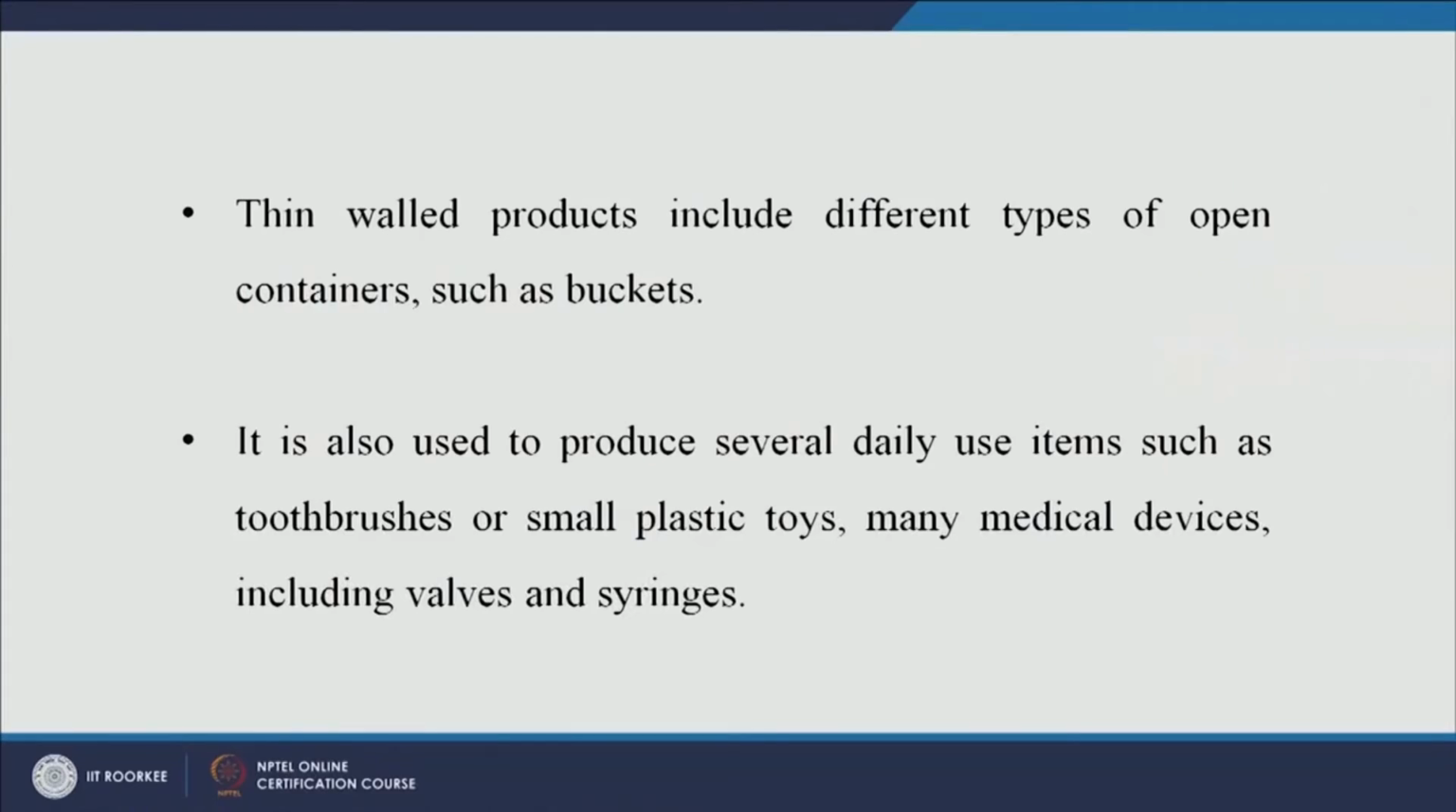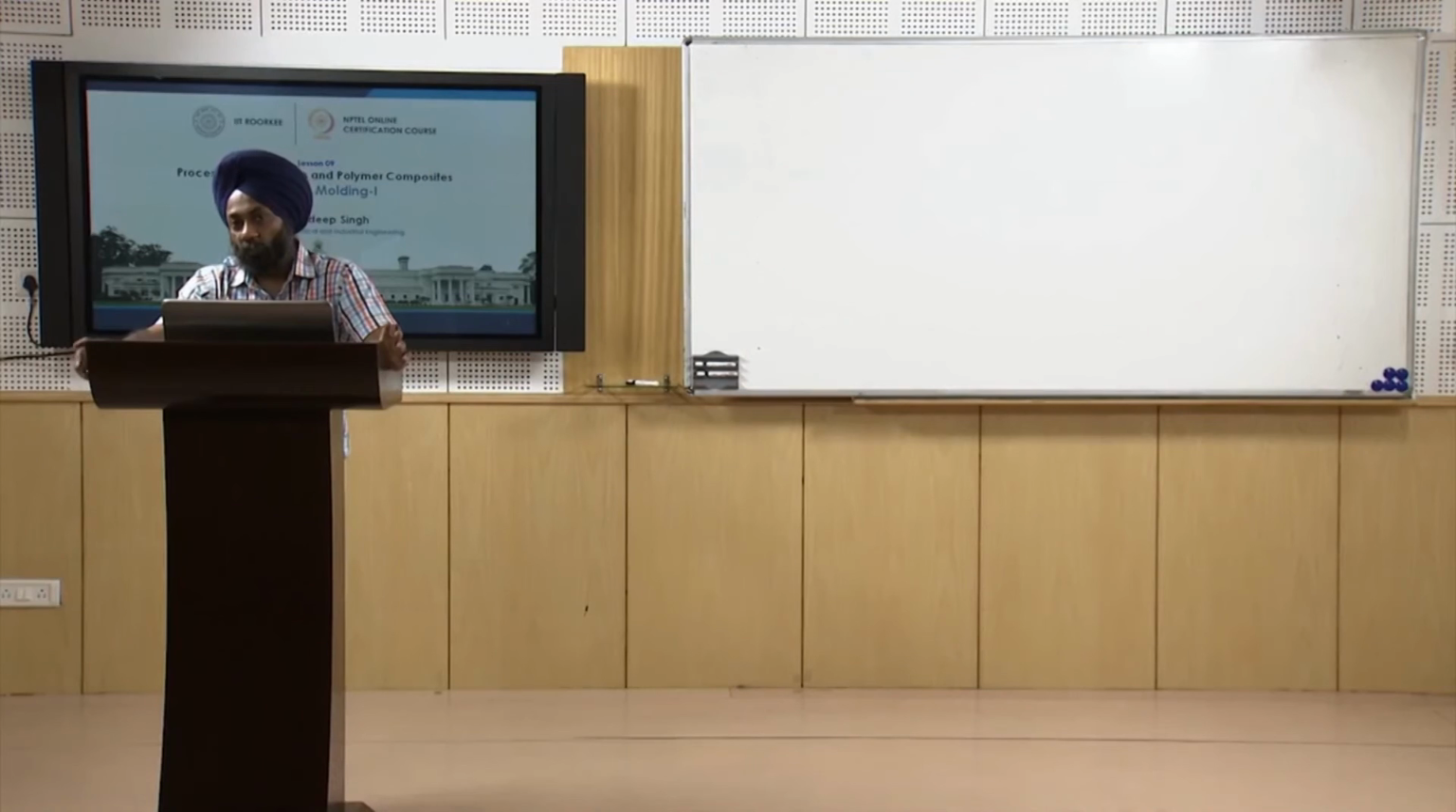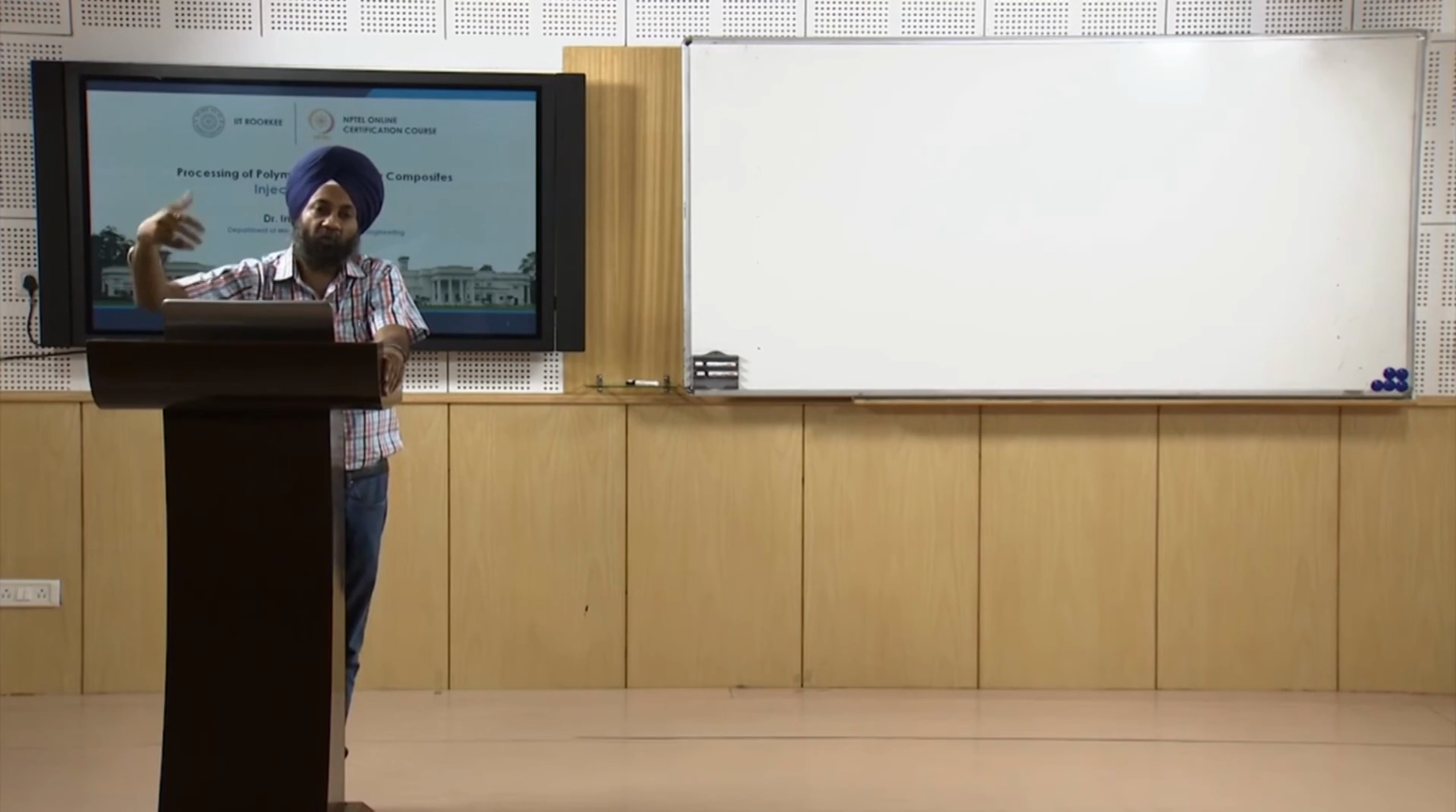Thin walled products include different types of open containers such as buckets. So, we use plastic buckets in our household. They are made generally by the injection molding process only. It is also used to produce several daily use items such as toothbrushes or small plastic toys, and many medical devices including valves and surgical syringes. So, the injection molding process has a wide range of applications and different types of parts. Even the rear view mirror of our motorbikes can be made by using the injection molding process.